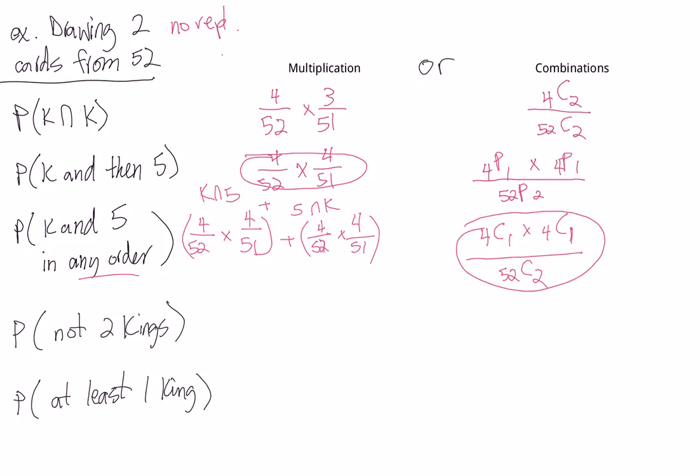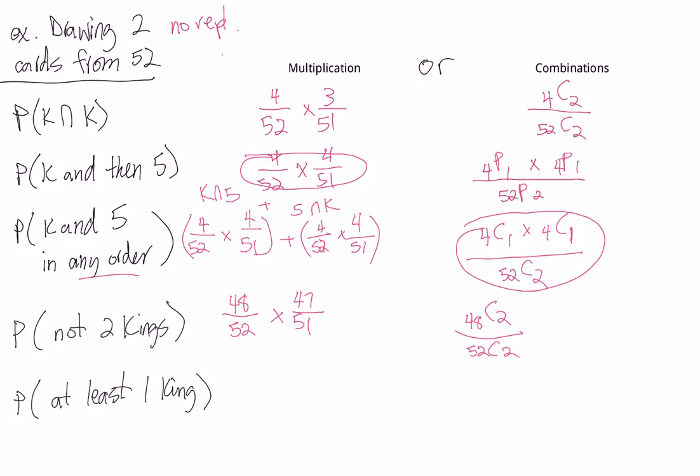So the second last one says, what's the probability we don't get 2 kings? Okay, so in this case, let's do the multiplication first. We don't want a king, so that means there's 48 cards in the deck that aren't kings. And then we don't want another king, so it'd be 47 out of 51. And that would be it. Order doesn't matter, so we don't have to worry about doubling it or anything like that. And if we were to use the C notation, order doesn't matter, we want 2 out of the 48 cards that aren't kings, and our total would be 2 out of the 52.